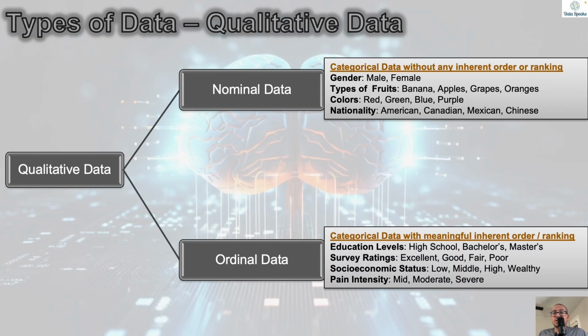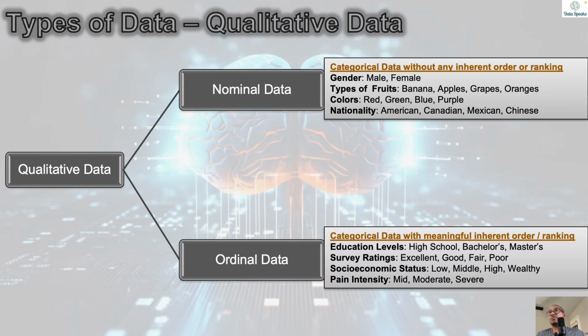We can also think of some sort of rating, right? Survey rating. We can think of service quality: excellent service quality, good service quality, fair or poor service quality, and so on. That can be one of the examples of ordinal data.